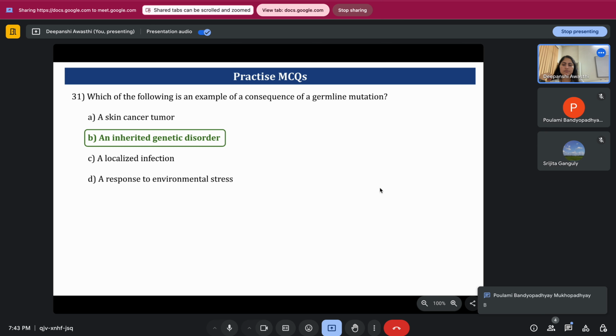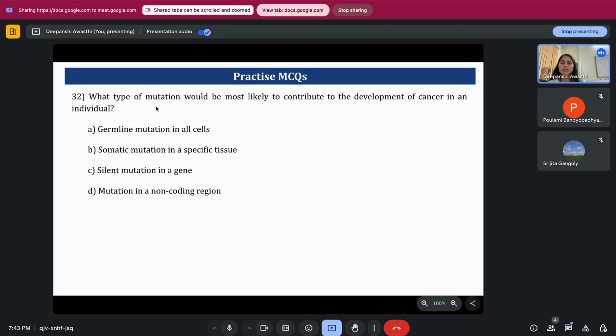So yeah, option B is right because we have already seen that germline mutations are involved with passing on a disease, so they're linked with inheritance. Skin cancer tumors are mostly linked with somatic mutations. Localized infection is most probably linked with somatic mutations, and response to environmental stress is also linked with somatic mutations, not a consequence of germline mutation.